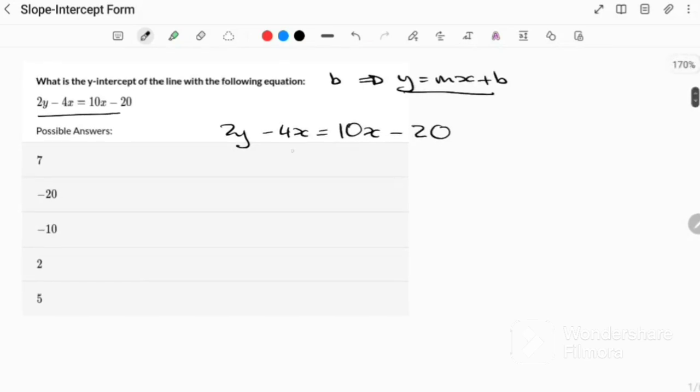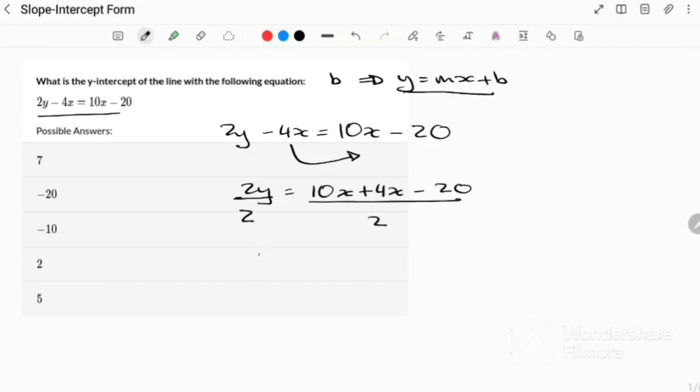So we're gonna move the negative 4x to this side, and when we move the negative, it becomes positive 4x. So we have 2y is equal to 10x plus 4x minus 20. We want to have the y by itself, but over here we have a 2. To remove the 2, we have to divide both sides by 2. We'll be left with y is equal to 5x plus 2x minus 20.